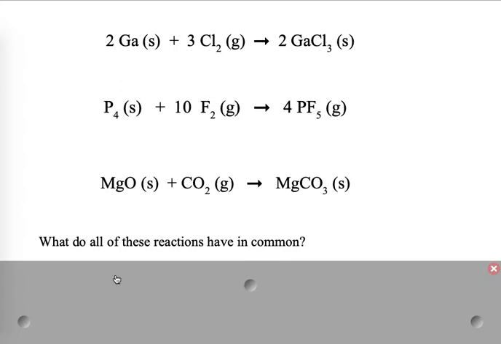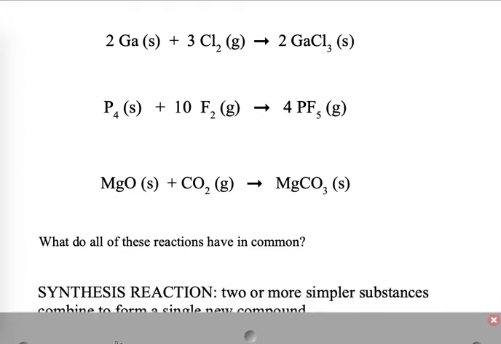What you will see is that in each of these reactions, 2 simpler reactants combine to form a single, more complex product, which is a chemical compound. The reactants can be elements, they can be compounds, but in each case, we have 2 reactants coming together to form a single compound. Each of these is an example of what is called a synthesis reaction.